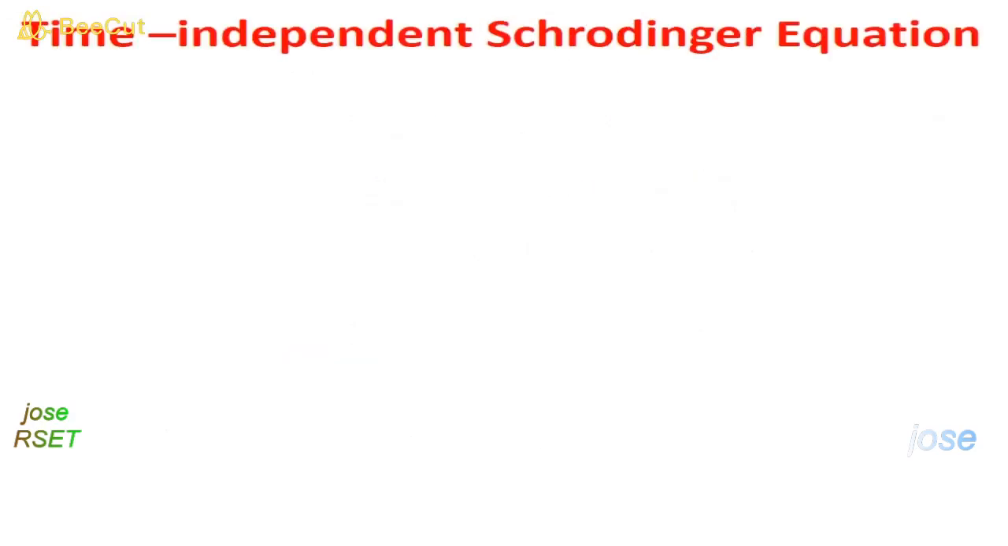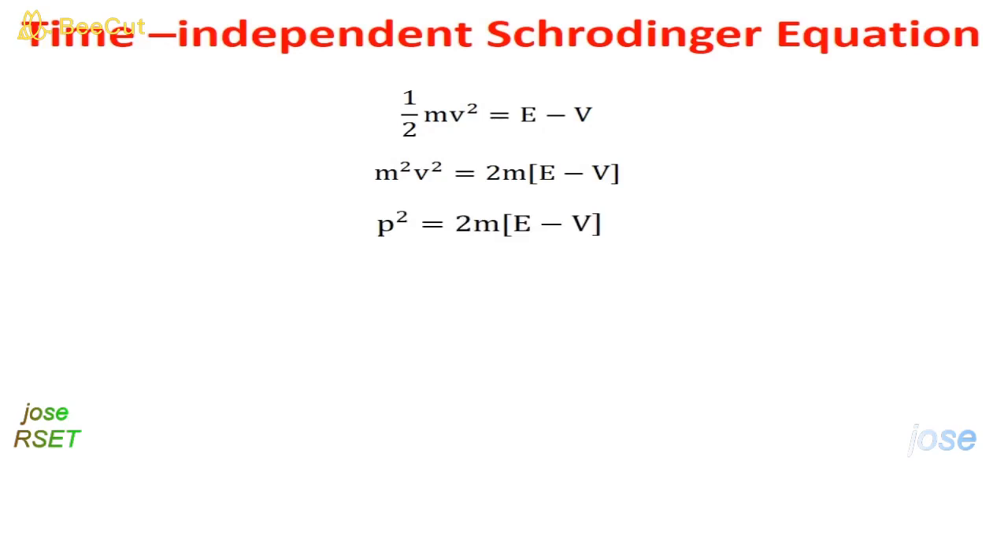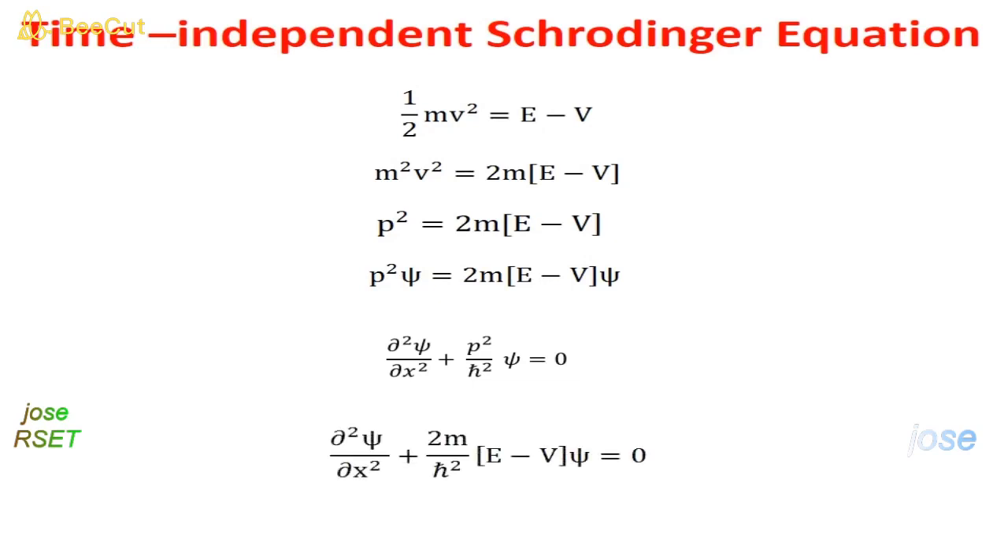Kinetic energy is equal to total energy minus potential energy. Multiplying throughout by m and rearranging, we get m²v² = 2m(E − V). That is, m into v is p. Therefore, p² = 2m(E − V). Multiplying throughout by ψ, we get p²ψ = 2m(E − V)ψ. We know that ∂²ψ/∂x² + p²ψ/ħ² = 0. Substituting for p²ψ, we get ∂²ψ/∂x² + (2m/ħ²)(E − V)ψ = 0. This is called the time-independent Schrodinger equation.